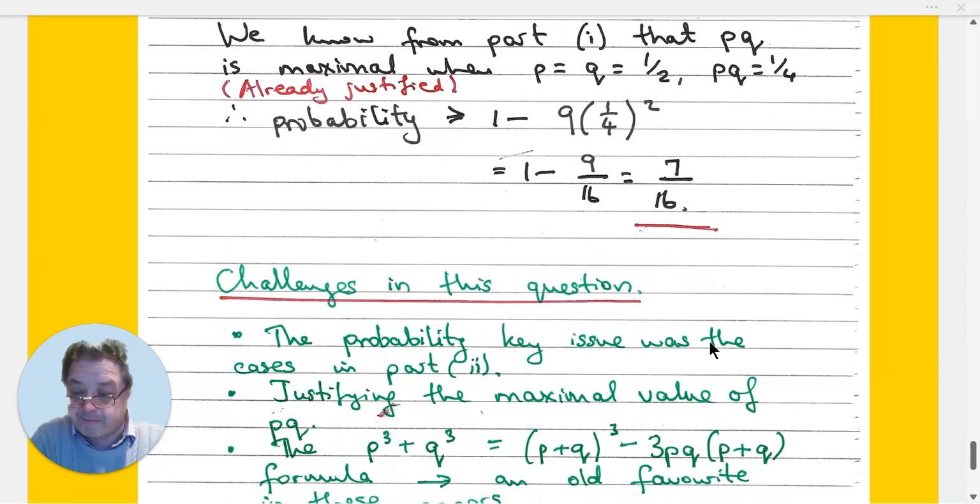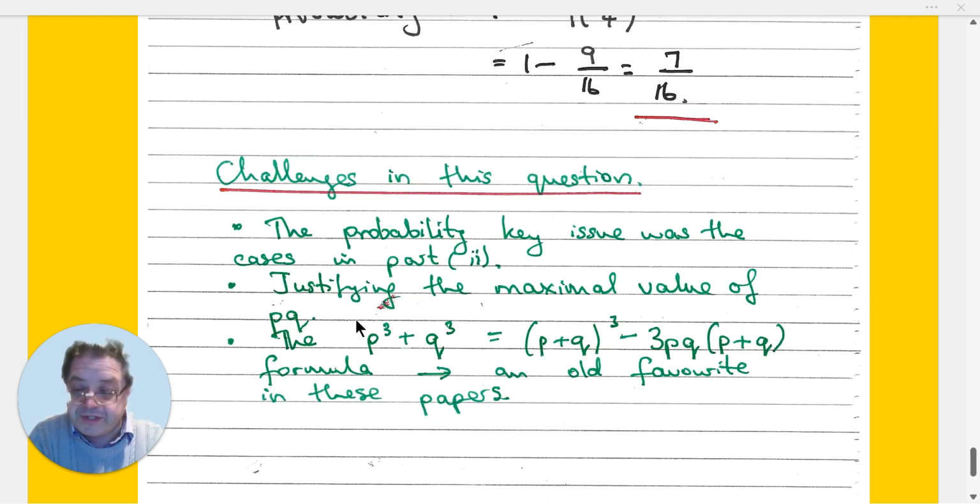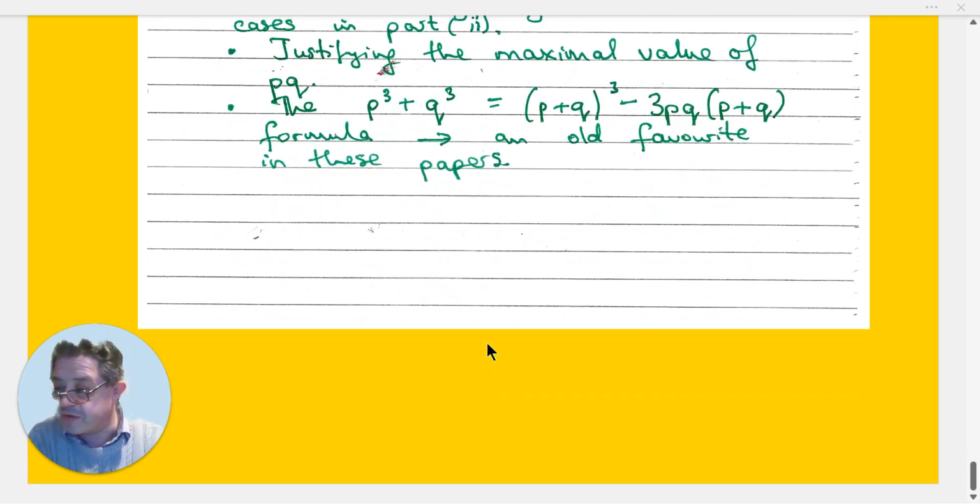So quite a nice question. The key issue for probability was the cases in part 2, but you're not really asked to do anything in this question apart from use the basic laws of probability and some logical thought. I claim these questions are very tackleable with a little bit of practice. We did need to justify the maximum value of pq and use the favourite formula, p cubed add q cubed equals p plus q cubed take 3pq times p plus q, which is used in STEP questions, not only here in probability, but also in questions about the roots of equations.